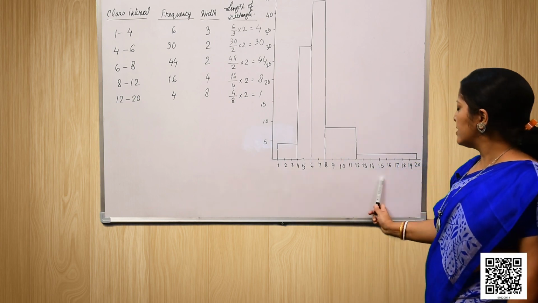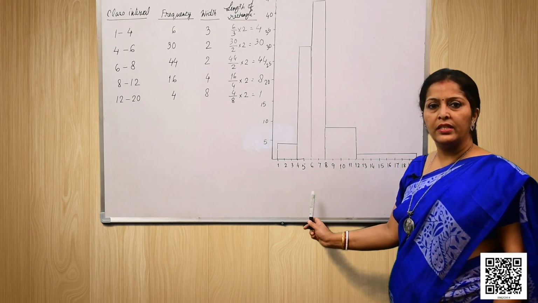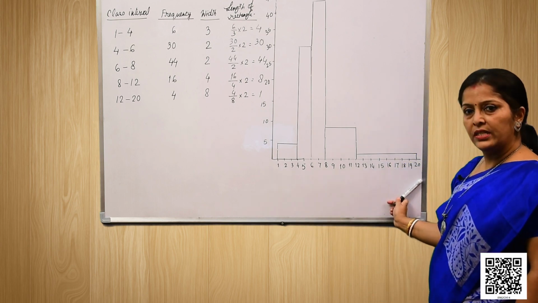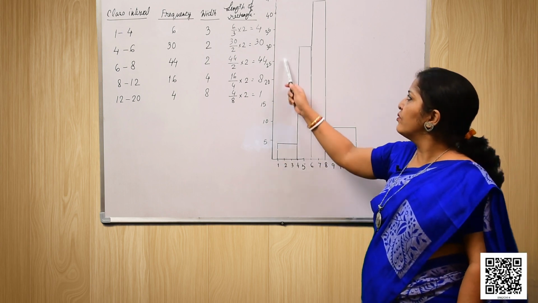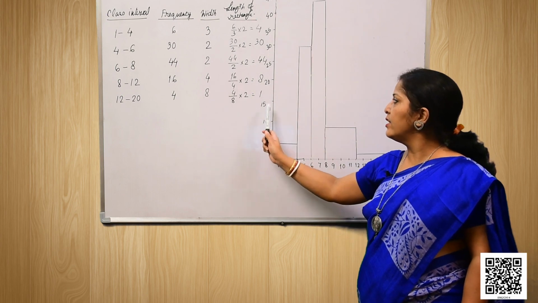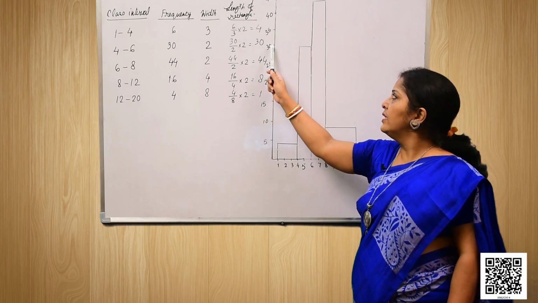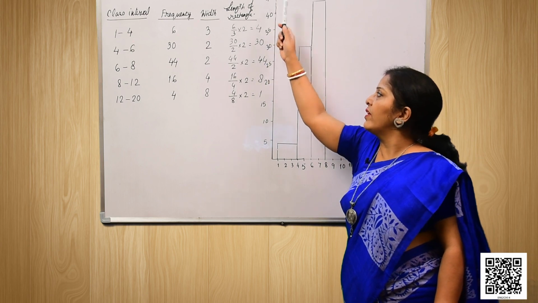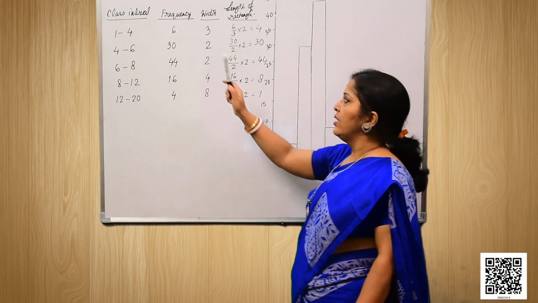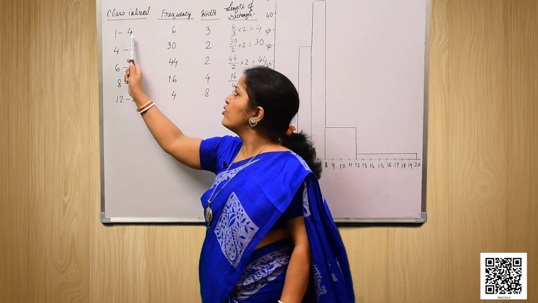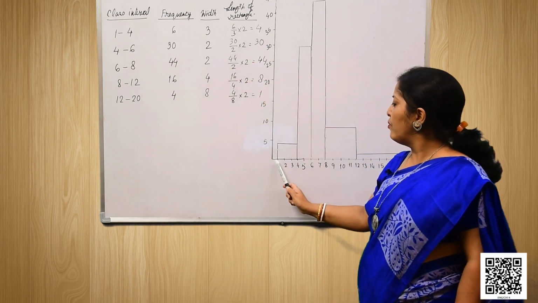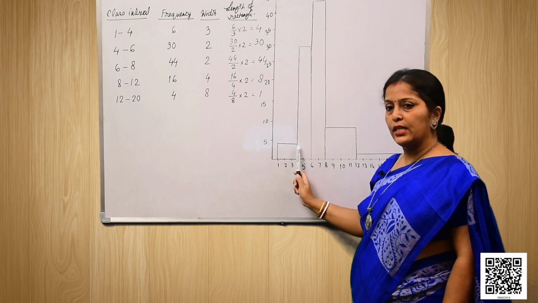Now let us see the graph. Along with the horizontal line, we have written the class interval, that is the number of letters, starting from 1 to the last one 20, and along with the vertical line we have drawn the frequency. They are also starting from 5, 10, 15, 20, 25, 30, 35, 40, 45, so that we can adjust all of them. Now let us see. On the first class interval, that is from 1 to 4, the length of the rectangle is 4. So from 1 to 4 the length of the rectangle is 4.